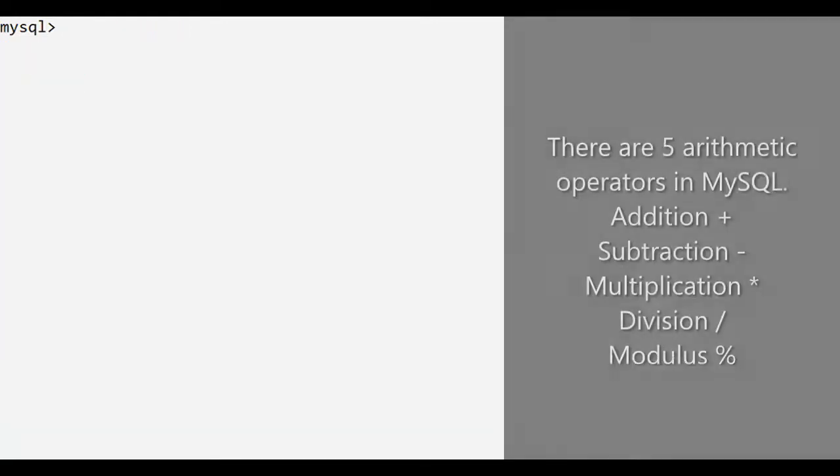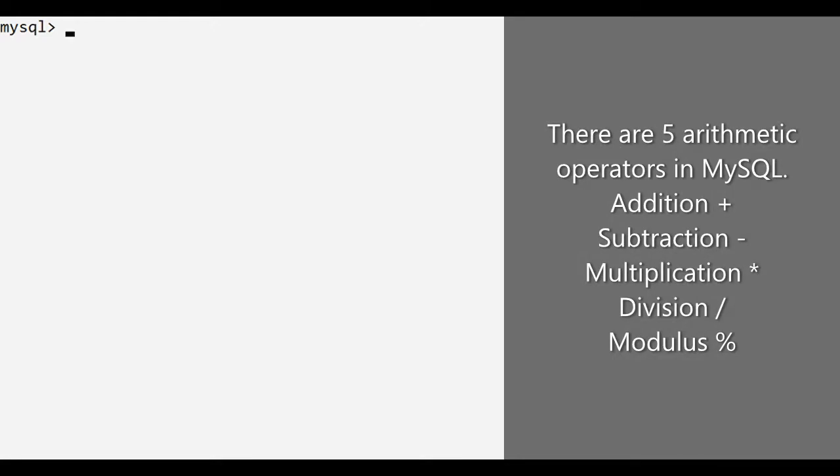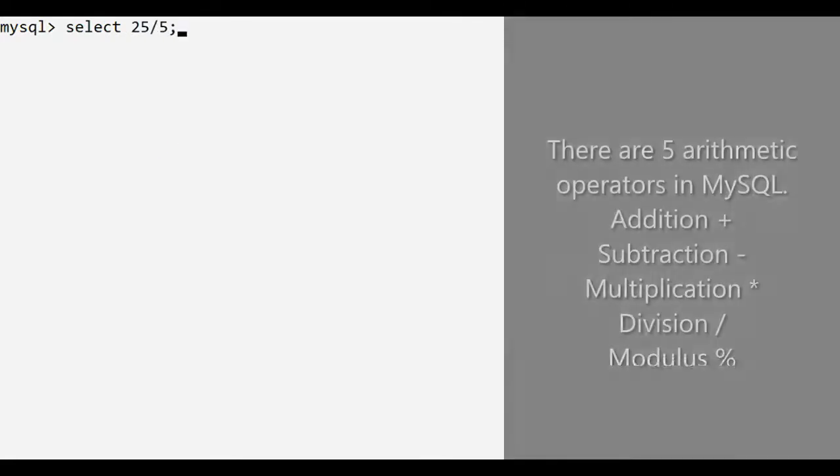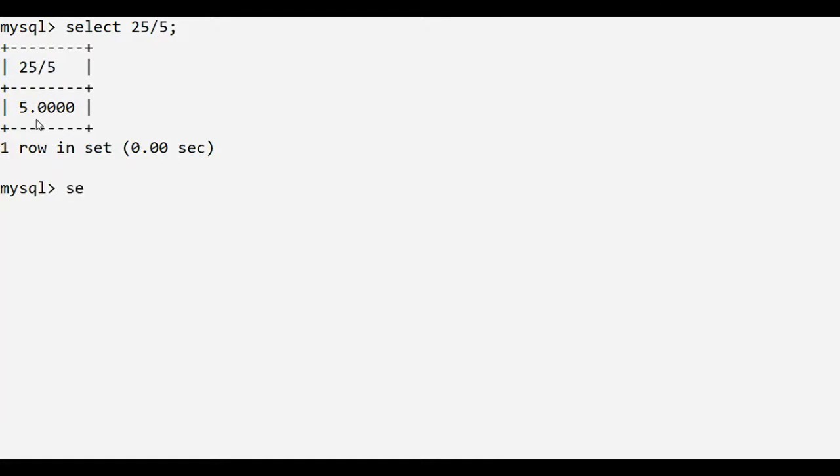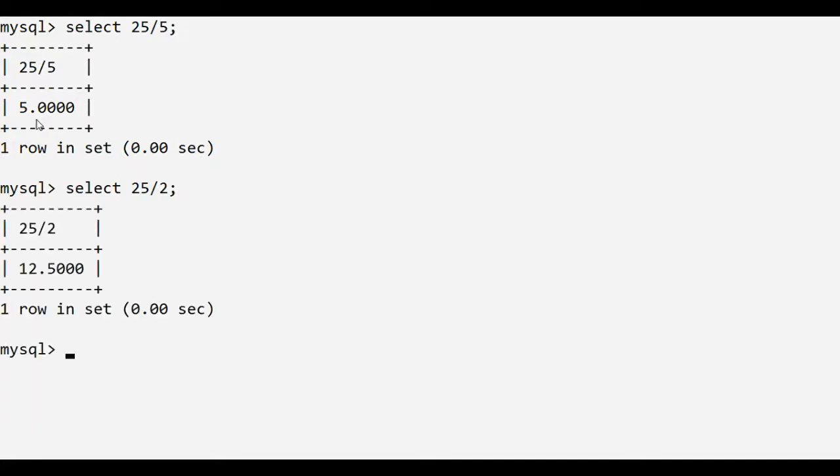There are 5 arithmetic operators in MySQL: addition, subtraction, multiplication, division, and modulus. Let's take one or two examples. Suppose we write select 25 divided by 5. The division operator represented by / returns the quotient. So the answer is 5. Suppose we write select 25 divided by 2. The answer is 12.5.